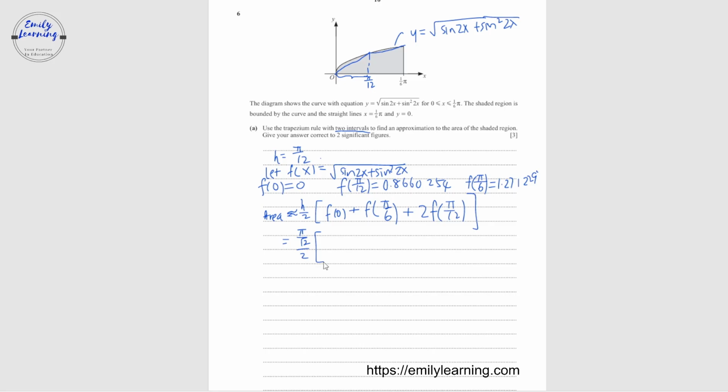over 2, then plus 0 plus 1.271229 plus twice of 0.8660254. Then type the whole thing into the calculator. You should get 0.39 units squared when rounded off to 2 significant figures.